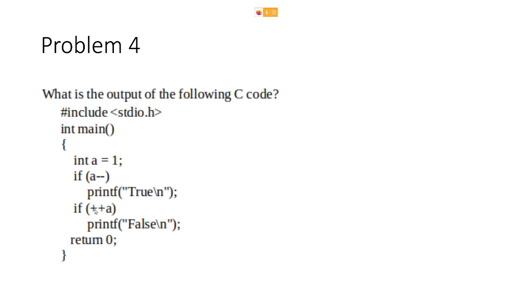Now here again, the value is 0, but there is a pre-increment. Increment is happening before the value is being used. So the value will be incremented from 0 to 1, and then the condition will again be true, and it will print true. So both of them will be printed in 2 different lines.